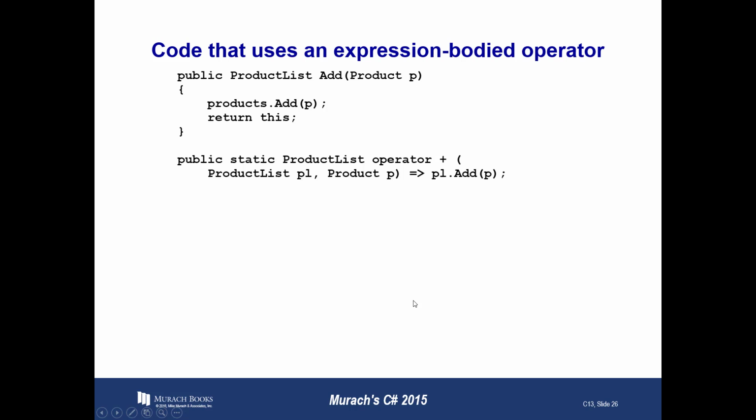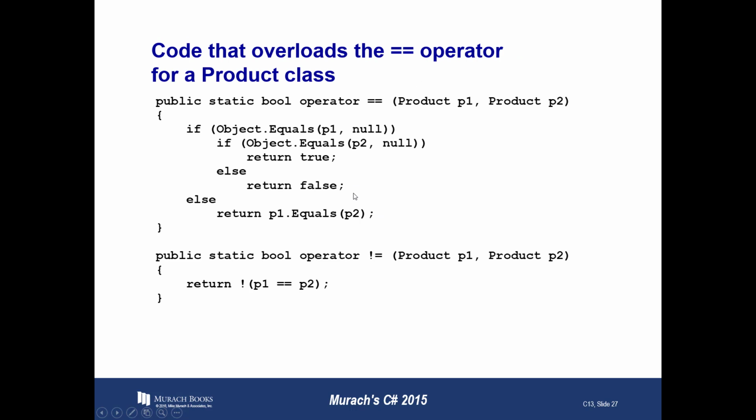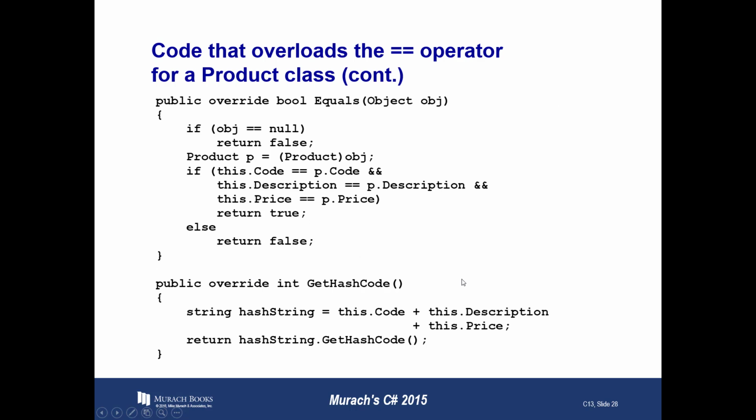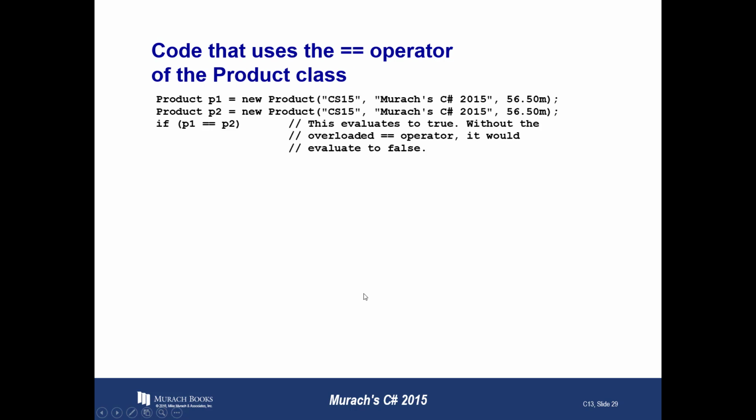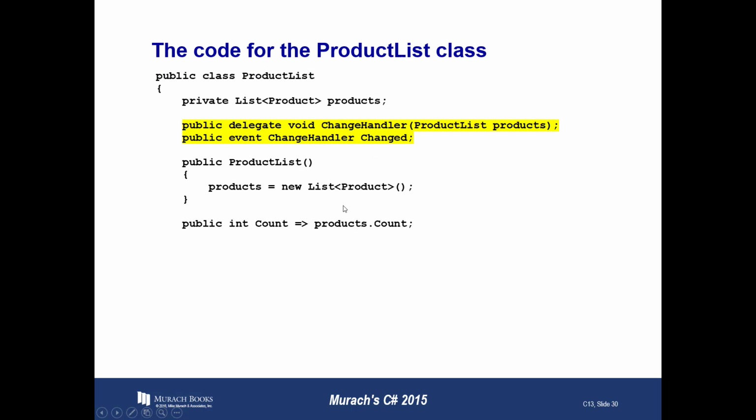Yet another way of doing it here. Here's one that overloads the double equals operator, to see if two objects are equal to one another. And I believe in this case, it's do they point to the same reference or do they not? Remember, when you overload the equals, you have to also overload the GetHashCode method.